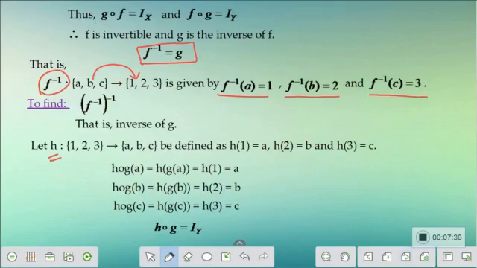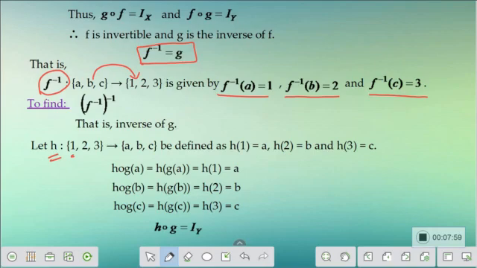Now let us define a function h from the set containing 1, 2, 3 to the set containing a, b, c, and we'll define it the same way, that is, the input 1 under h is going to be the output a. So h of 1 is a, h of 2 is b, h of 3 is c. Now we have defined a function h in this way, and we'll try to prove this h and g are inverses of each other, for which we need to find the composition of these two functions.